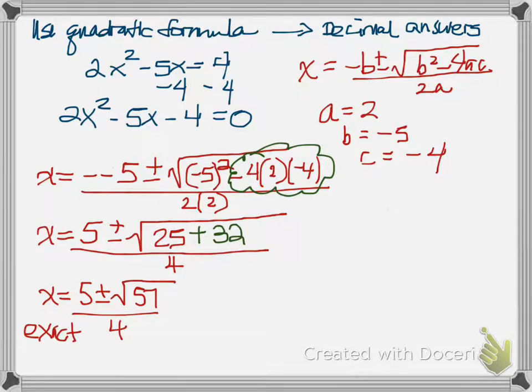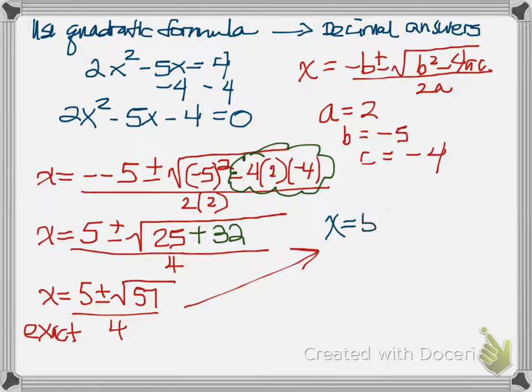I would put in 5 plus the square root of 57 divided by 4, and 5 minus the square root of 57 divided by 4. Done. That's not what these directions said. These directions said to give me a decimal answer. So if I'm going to give a decimal answer, I'm going to need my calculator, okay? So I'm going to take this off to the side, and I'm going to write it separate.